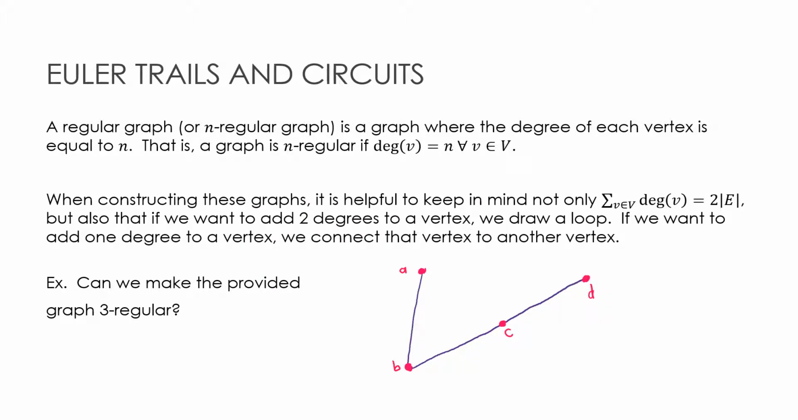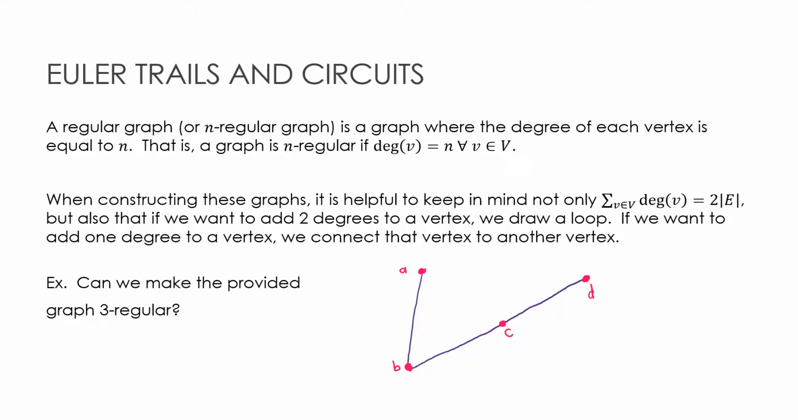Let's take a look at something called a regular graph, or an n-regular graph. A regular graph is a graph where the degree of each vertex is equal, essentially. So if it was a 2-regular graph, each vertex would have a degree of 2. A 3-regular graph would have each vertex with a degree of 3, etc.